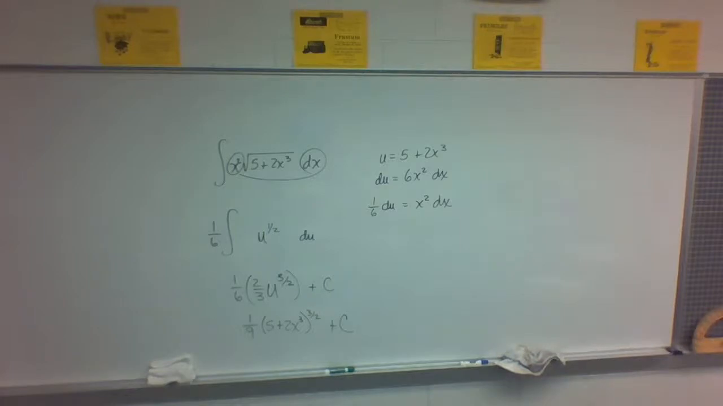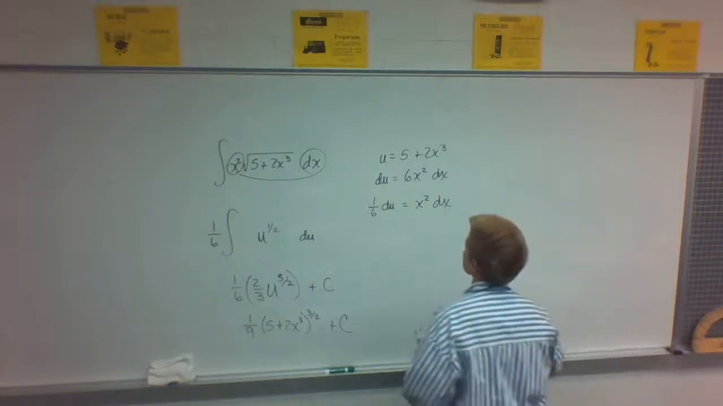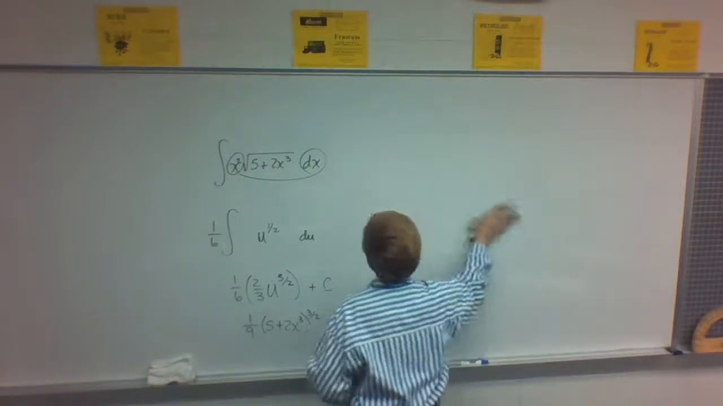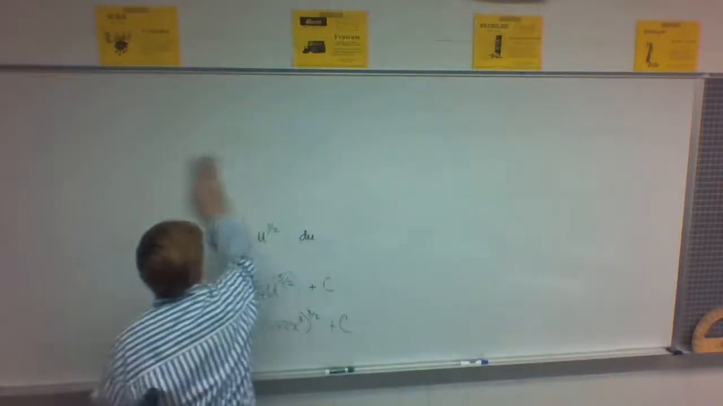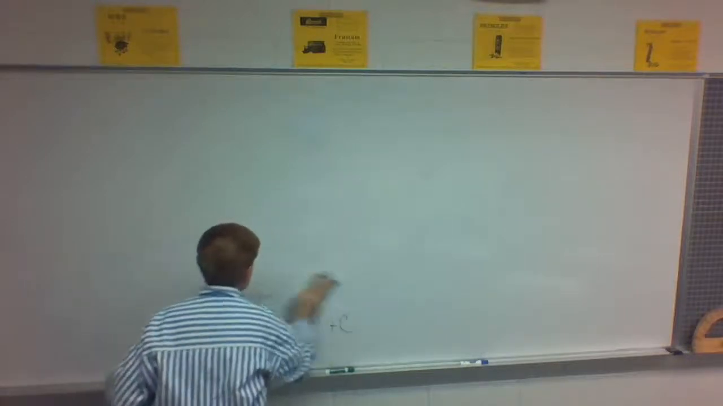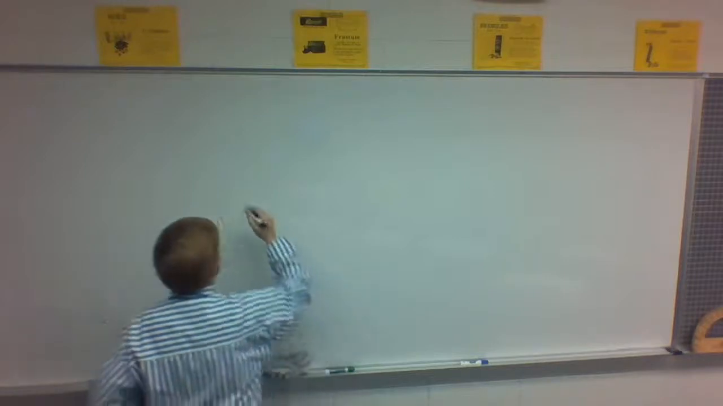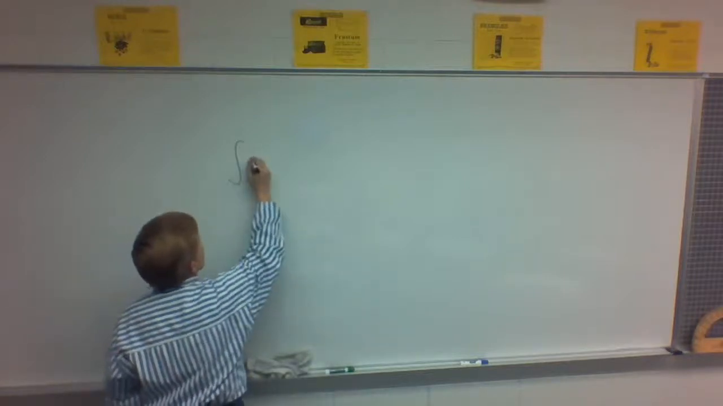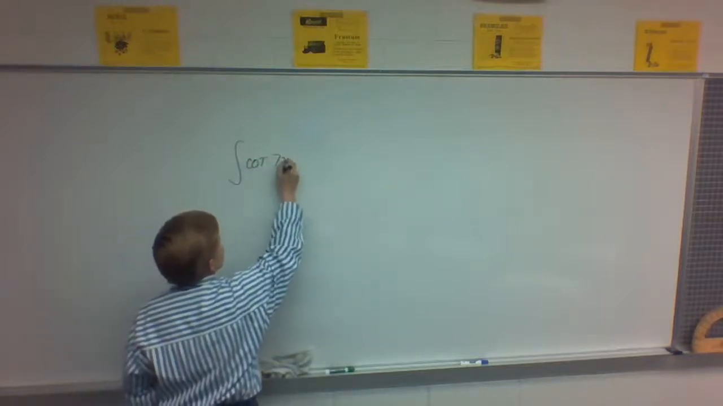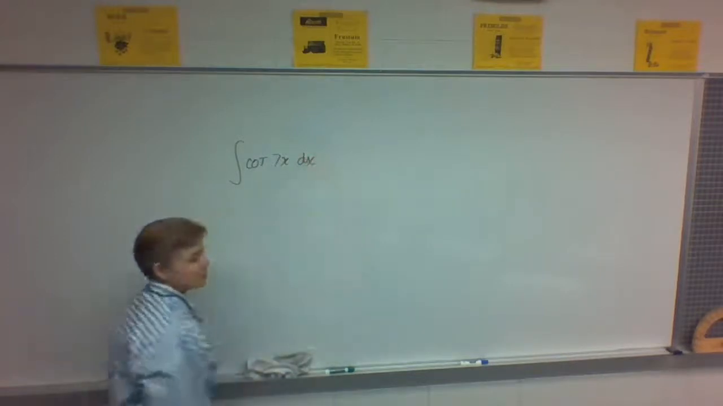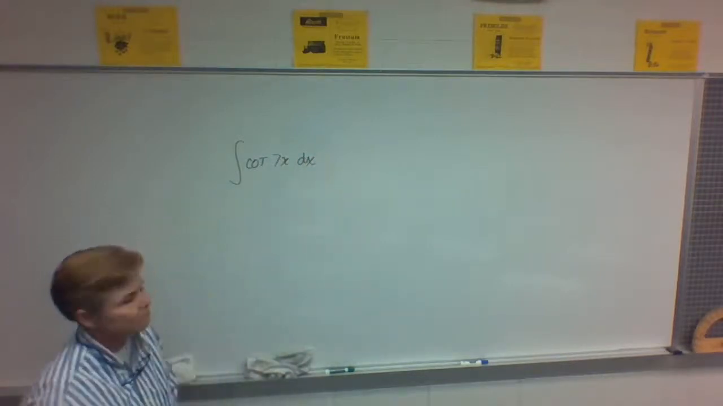Keep learning some more tricks there. Example 7 says to integrate the cotangent of 7x. Don't look at the solution. It's the integral of the cotangent of 7x dx. That's what we wish to find: the family of functions whose derivative is this.